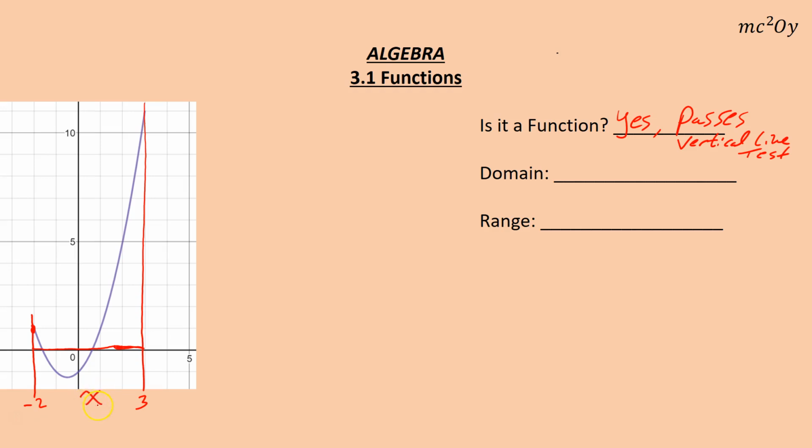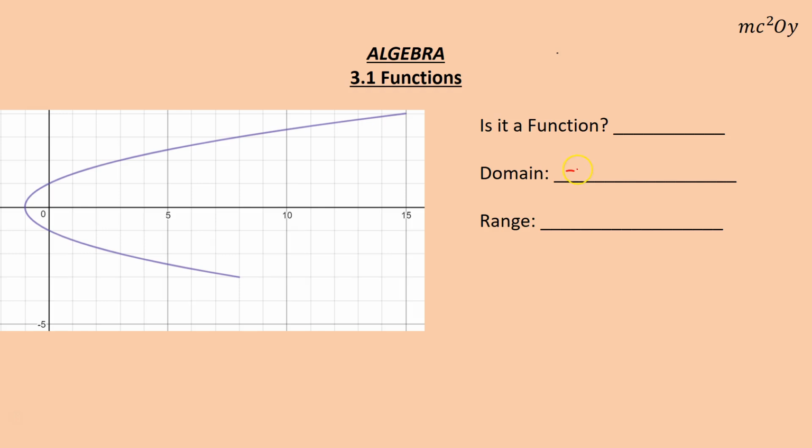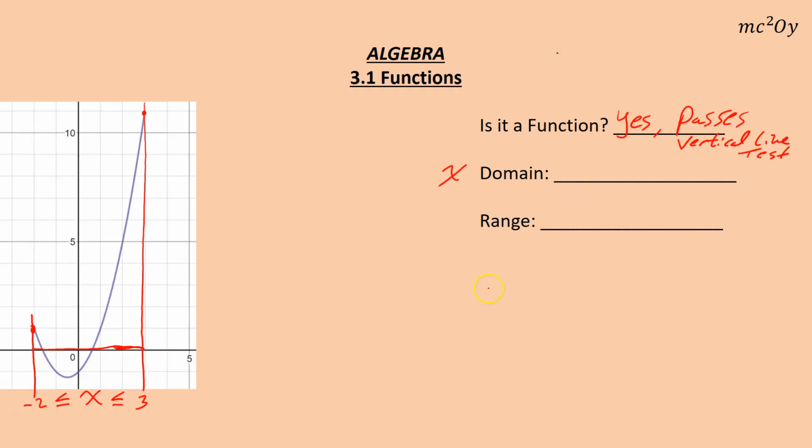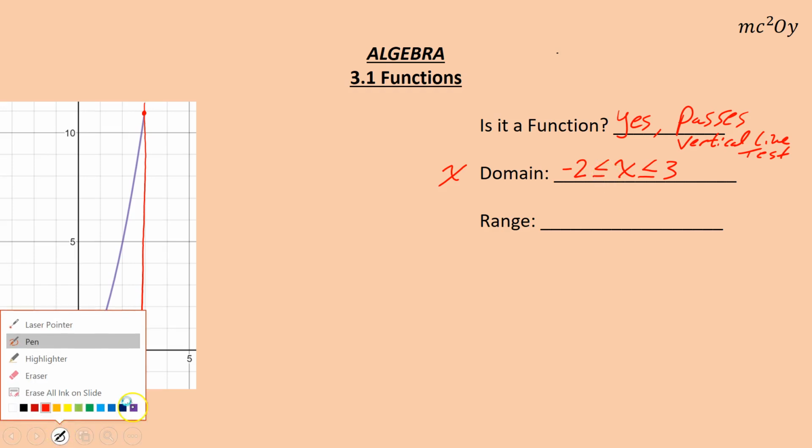So x ranges, or I guess range isn't a good word because that stands for something else, but this is my x value here. X has a domain of between -2 and 3. And it's equal to because there's a closed circle right there, or there's no open circle. So that's how we write it. -2 ≤ x ≤ 3, and we got it.